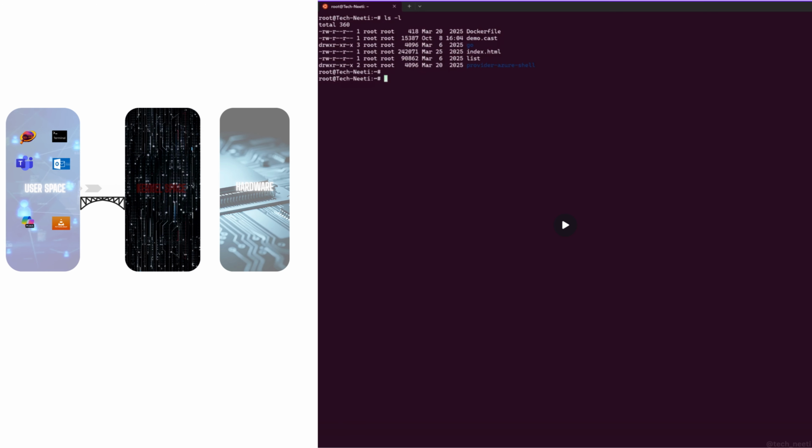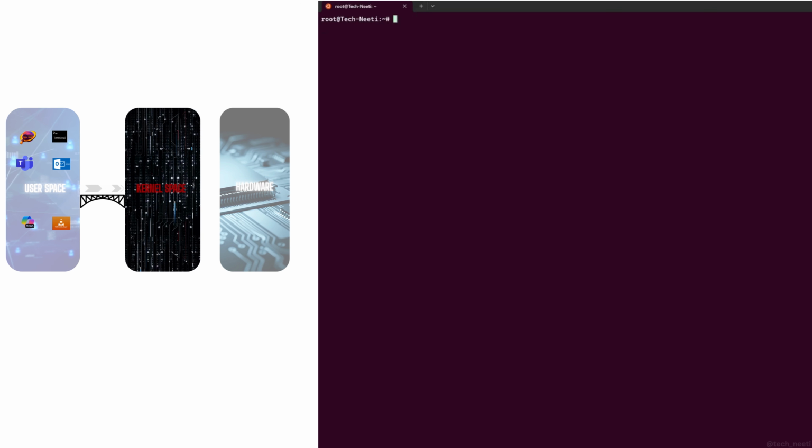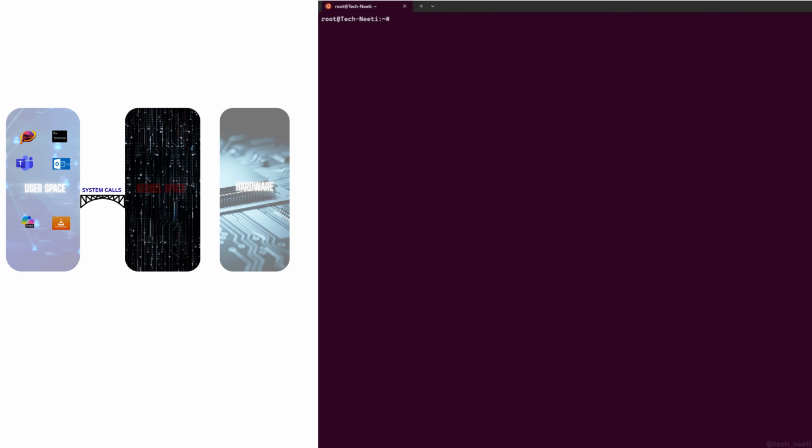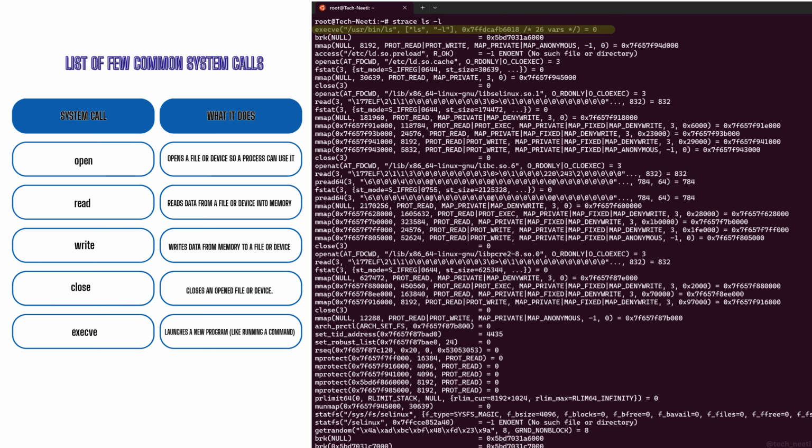So how does a user space application like ls talk to the disk safely? Through system calls, the bridge between user space and kernel space. But where are system calls? Let's find out using strace. So strace ls -l should tell us what is happening under the hood. Yuck! The output looks messy, but hold on, it will make sense soon. Let's focus on the very first line.